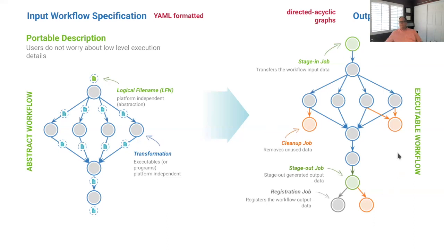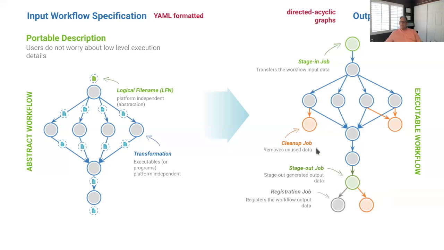So in this case, we see that Pegasus has added jobs to it. It added data management jobs. So for example, here it added a staging job that says we need to grab data from some external source and then make it available to the workflow. Similarly, at the end, there are staging out and registration jobs that have been added.